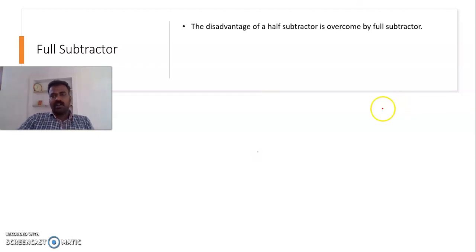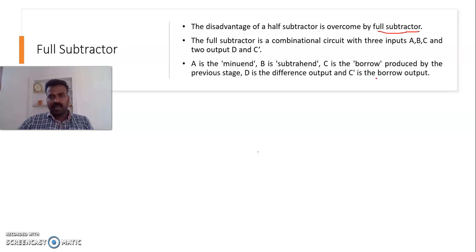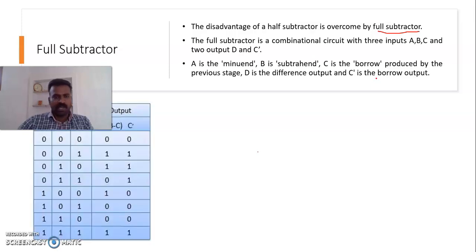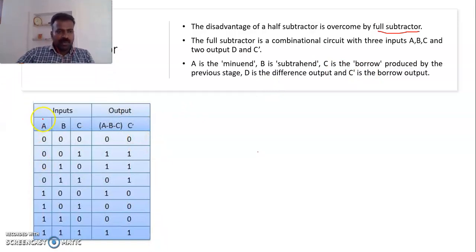So the disadvantage of half subtractor is overcome by full subtractor. Yes, the disadvantage is 2 bits are used in a half subtractor, and now we are going to use 3 bits. Output is difference and borrow. And A is the minuend, B is the subtrahend, and C is the borrow produced by the previous stage. Yes, let me explain. See, 3 inputs, 8 possible combinations, and 2 outputs, difference and borrow out.